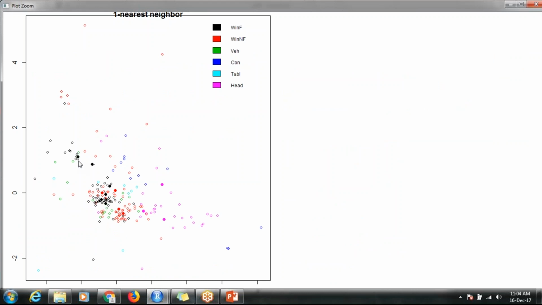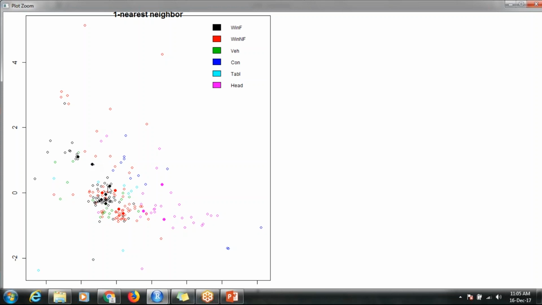So this is how it is. As you can see, this one was black, so it has been classified as black. And here also, because it was one nearest neighbor, just beside this black one, here it is black also, just beside. So this has been classified as black.